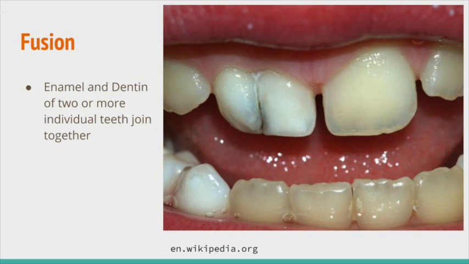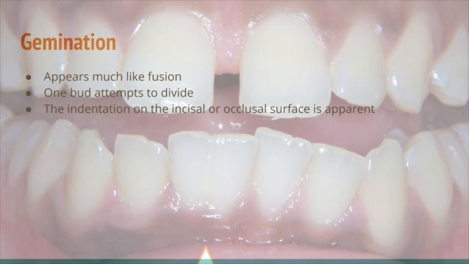Next we have fusion. This is just when enamel and dentin of two or more individual teeth join together. It's mostly seen in mandibular anterior deciduous teeth, and basically the difference between fusion and, I'll go to our next one here, gemination, is that fusion is two separate teeth, and then gemination is when one tooth bud tries to divide into two different teeth. So fusion is two teeth joining together, and gemination is one tooth trying to split apart.